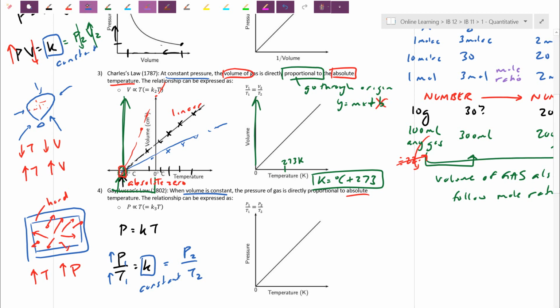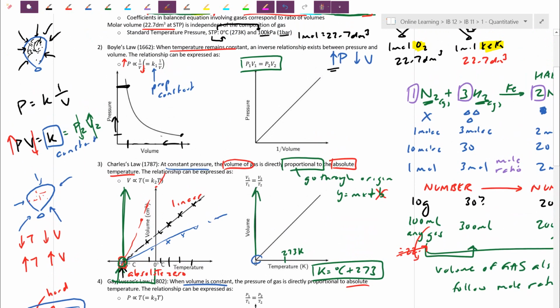You'll notice we prefer having a directly proportional relationship if we can, one that goes through the origin. If we backtrack to Boyle's Law, most of the graphs did end up being straight lines. It was only Boyle's Law that was actually an inverse relationship, an opposite relationship.